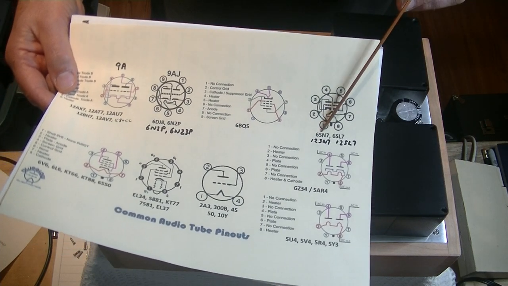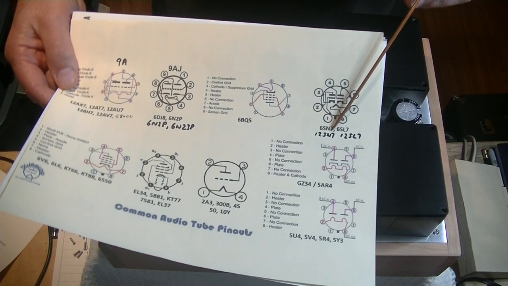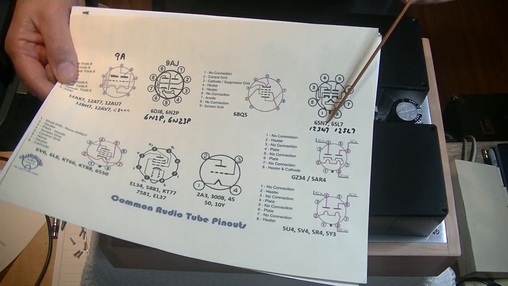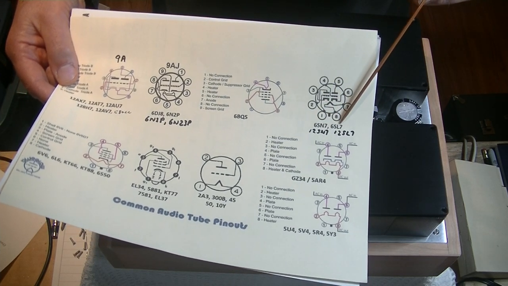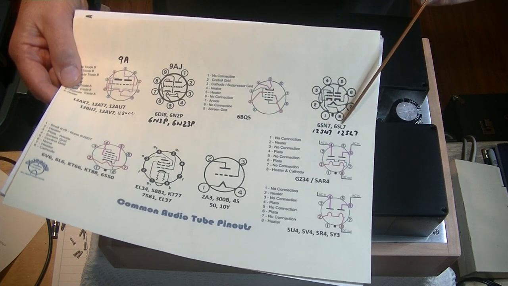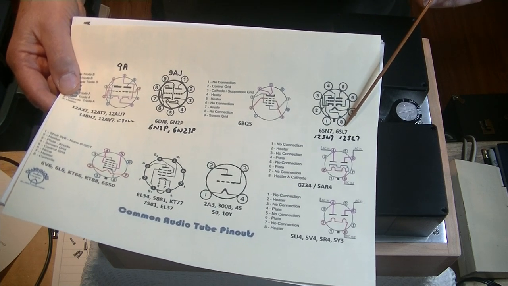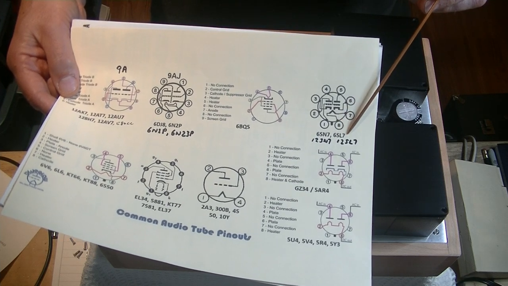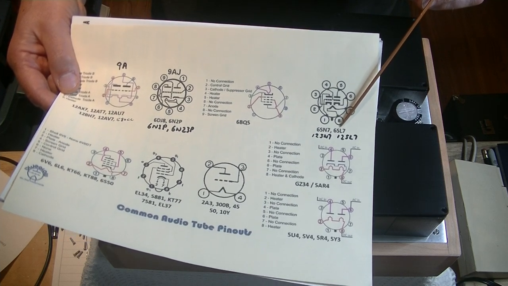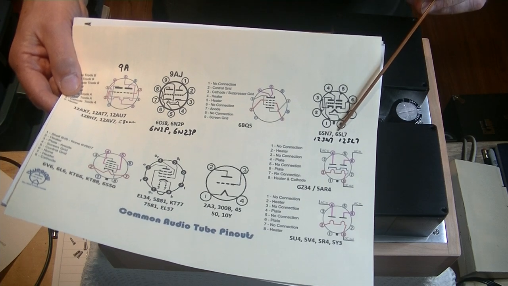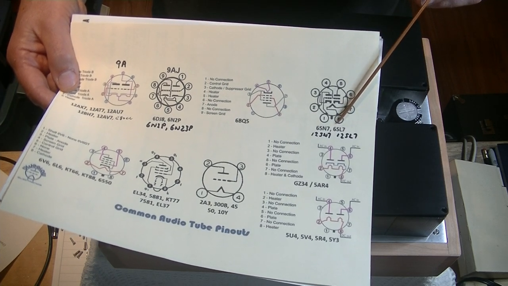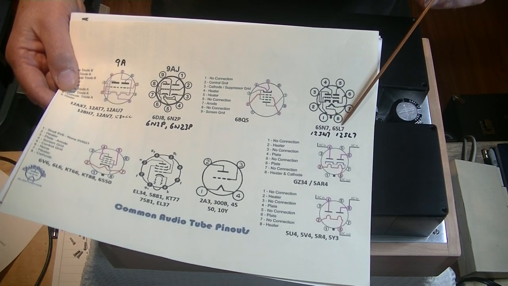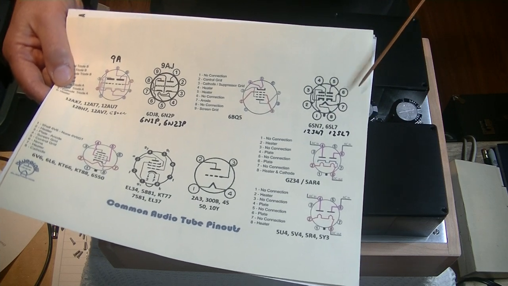Here's the pinout for the 6 SN7. It's also the pinout for the 12 SN7, and the higher output version of the 6SN7, the 6SL7. In fact, back in the day, before the 12AX7 came along, if you wanted a higher gain tube, in this case an MU or gain of 70, you would use the 6SL7. And there's a 12-volt version as well.